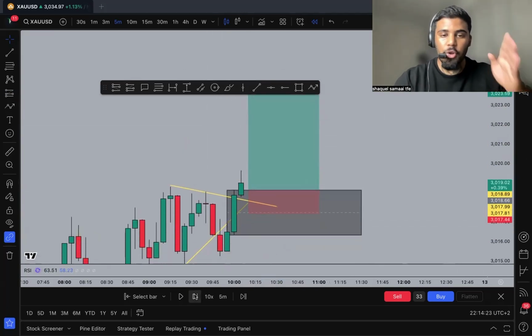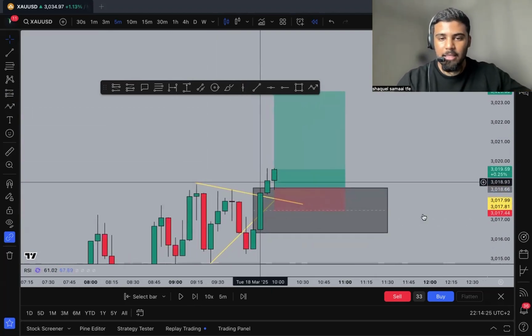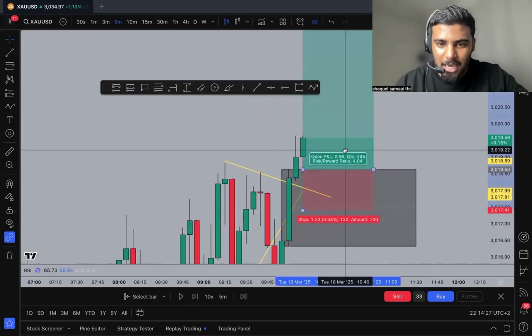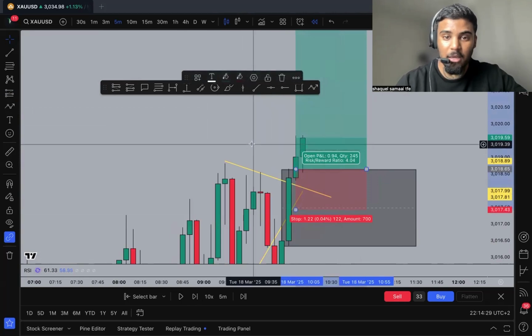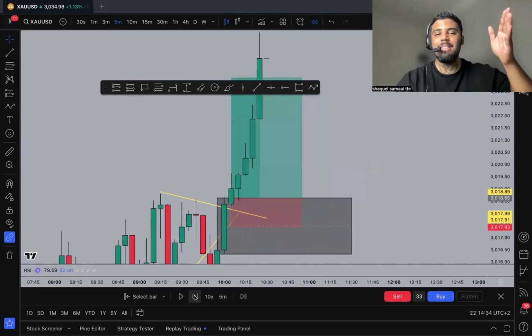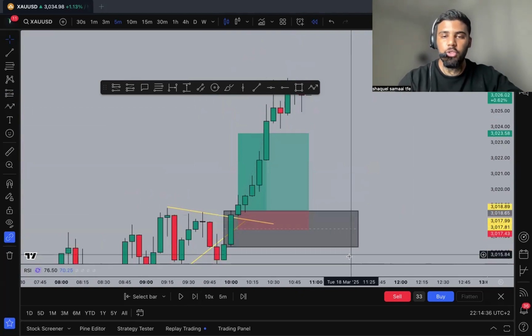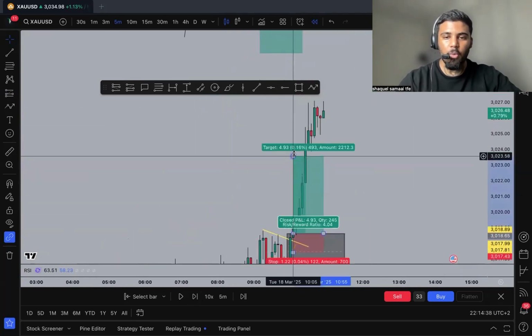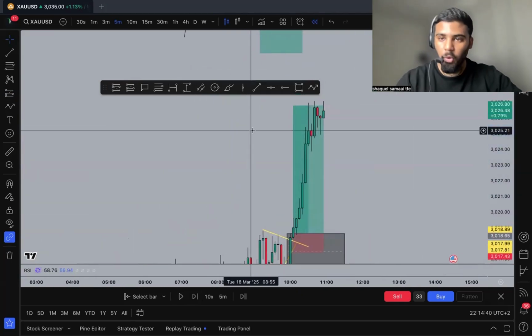Now let's look at it. Look at the entry. It comes back, tests. Look at the precise entry. Go to your chart and test this out for yourself. Then you can retest, and from there the market just went up. It was history after that. Beautiful trade. In fact, you guys see this thing went up beyond 1 is to 4.